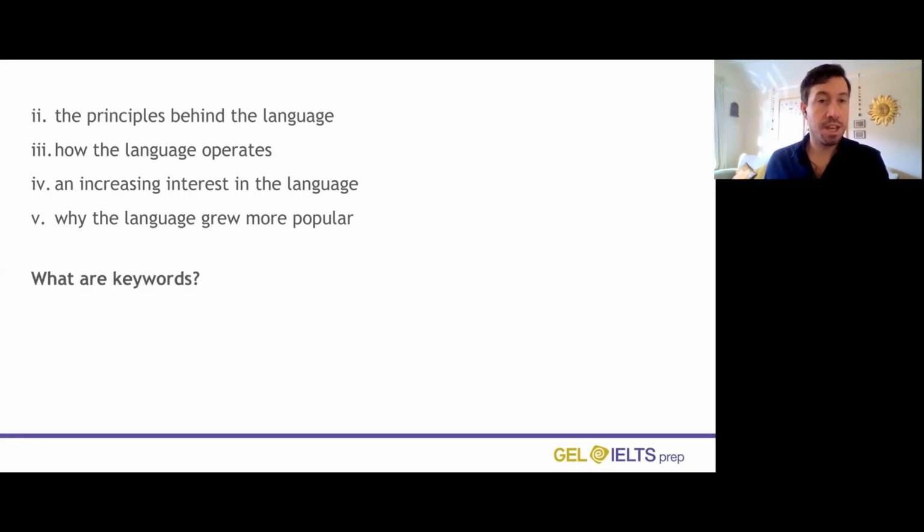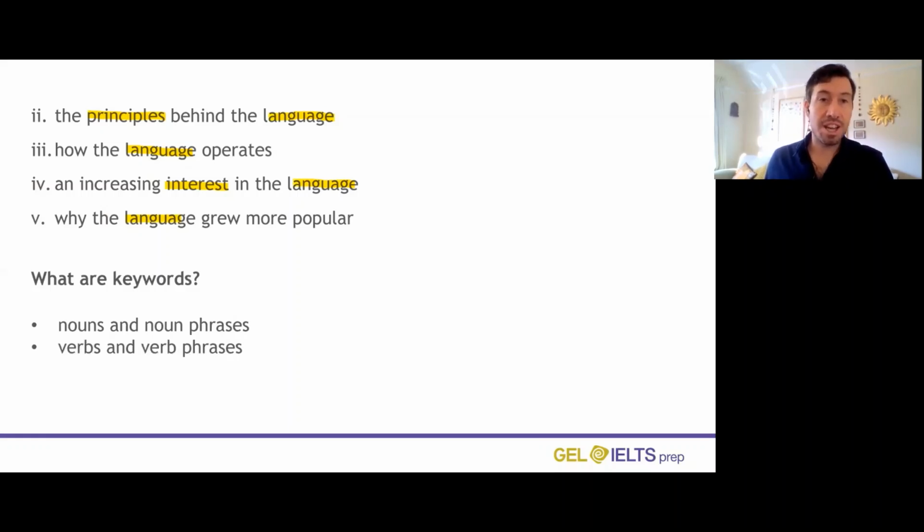Well, keywords are nouns and noun phrases for one. For example, here you can see principles is a noun. That would be a keyword. Language is a noun. That would also be a keyword. How the language operates, that would be a keyword. That's another noun. And increasing interest is a noun, so that would be a keyword. And again, language. And then why the language grew more popular. So we've highlighted the nouns there. That's some of the keywords.